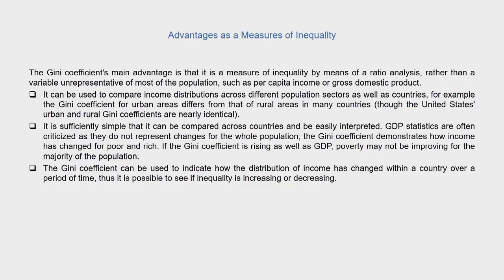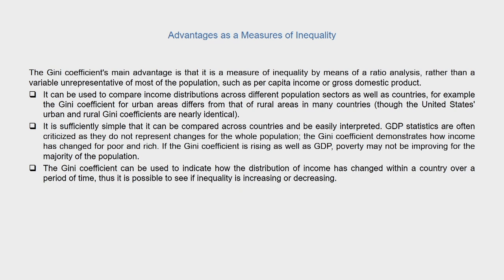Often we look at only the GDP indicator, which tells us that the GDP growth rate in this country has been such and such. A 7% or an 8% GDP growth rate within a country will not mean much if inequalities within a country have been rising over a period of time. If it is closer to 100%, if only a very few sections of the population have access to large amounts of income within a country, then probably that rise in GDP may not mean much. So, the GDP story tells us half the story, and the Gini coefficient completes the story by telling us how much the GDP growth rate has trickled down to the vulnerable sections of the population as well. So, in that sense, if the Gini coefficient is rising as well as the GDP, poverty may not be improving for the majority of the population.